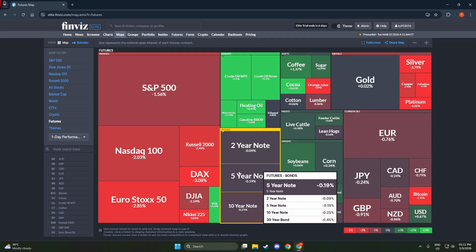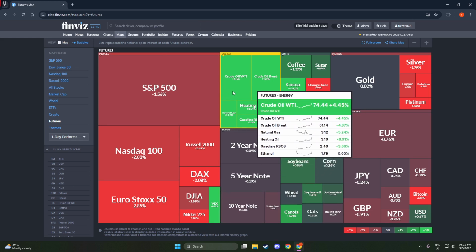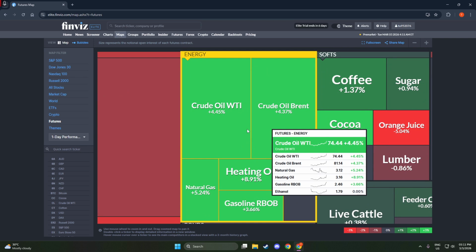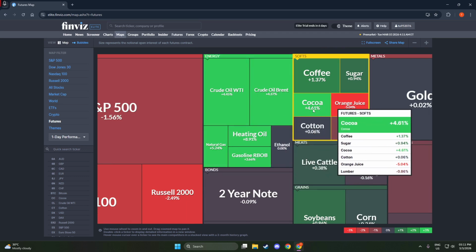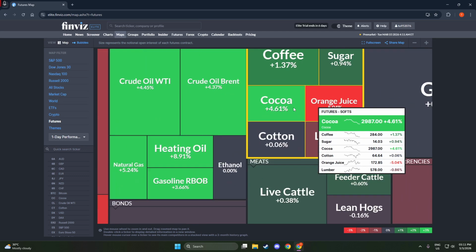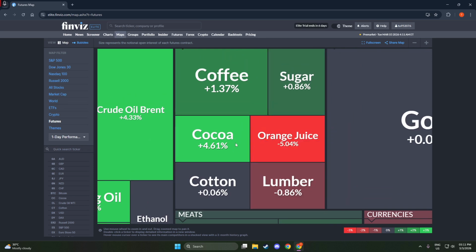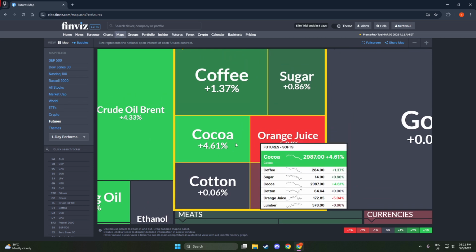Look for clusters of green to identify areas of strength and clusters of red to find pockets of weakness. When multiple related industries share the same color tone, it often points to a broader theme driving the move. A quick daily scan can reveal where money is flowing and where it's pulling back, helping you prioritize what to research next.